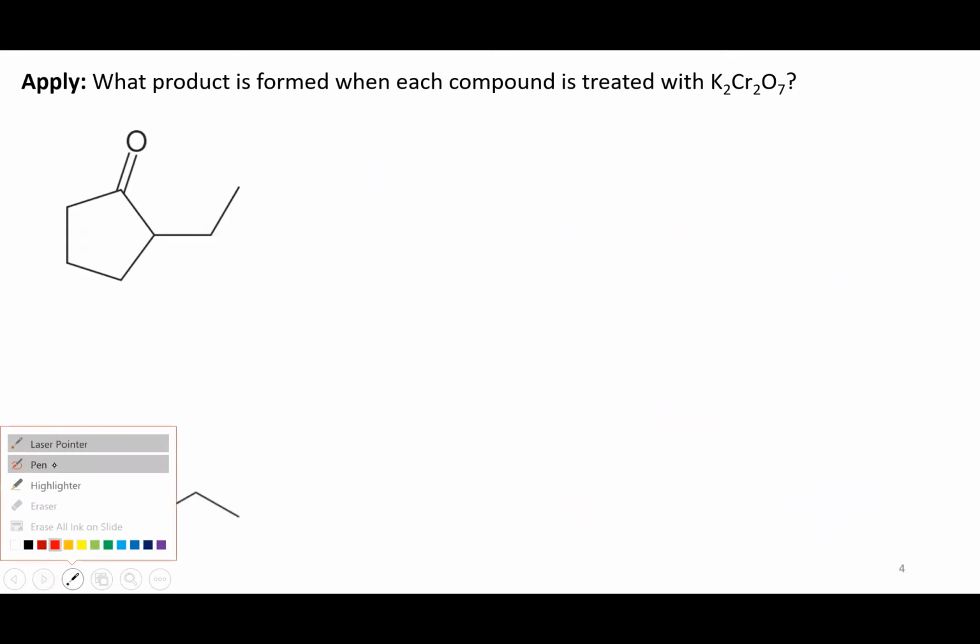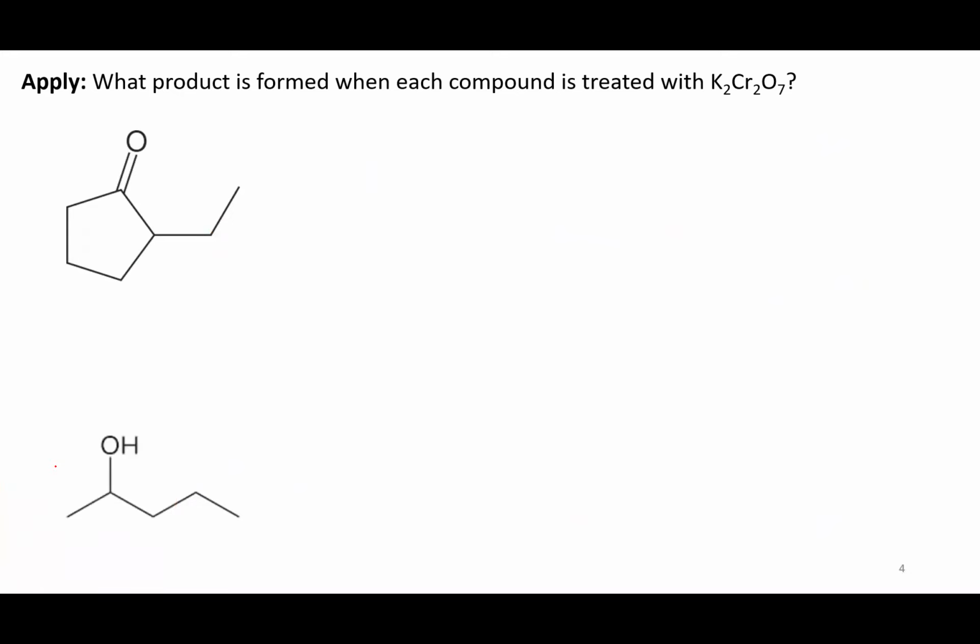Let's do another example. Okay. Here, they're asking for what product is formed when each compound is treated with an oxidizing agent. So we need to determine if this can be oxidized. I recognize that I have a ketone. How do I know I have a ketone? Well, first locate the carbonyl carbon, which is this one here, and then determine what is bound to it. There's a carbon and then another carbon. And this is the definition of a ketone.